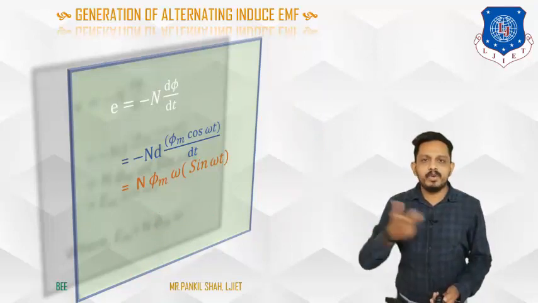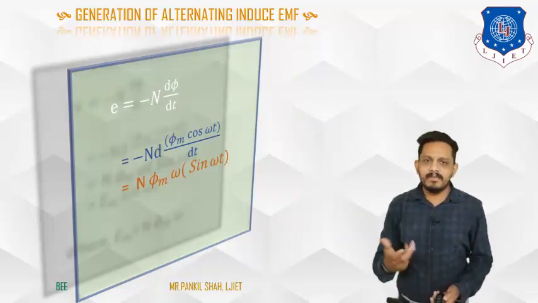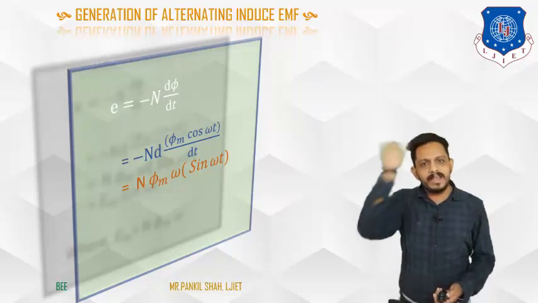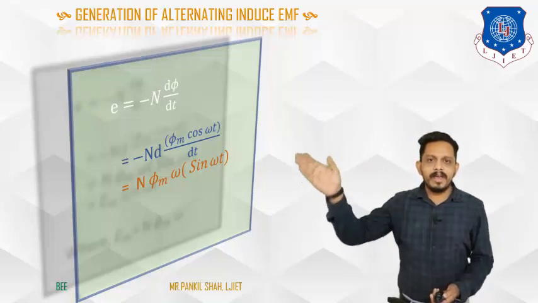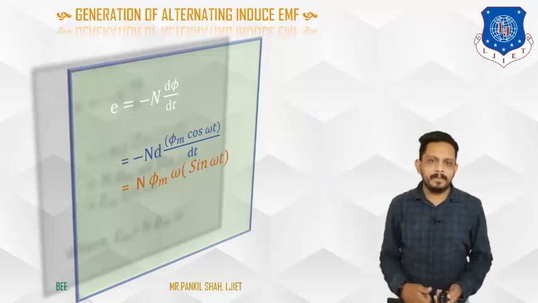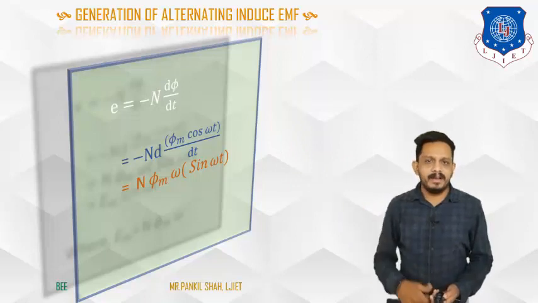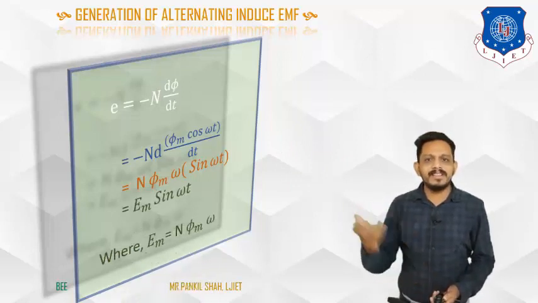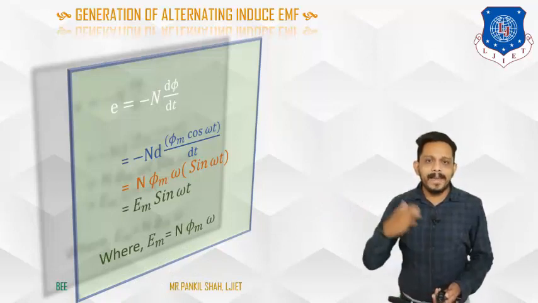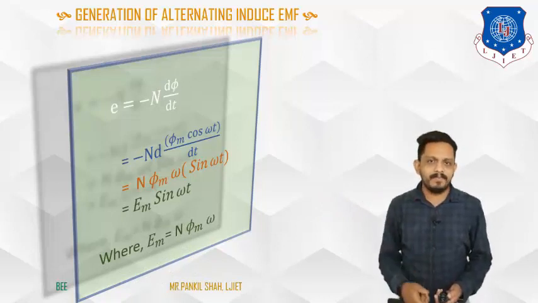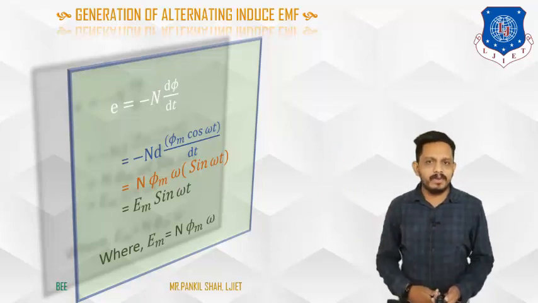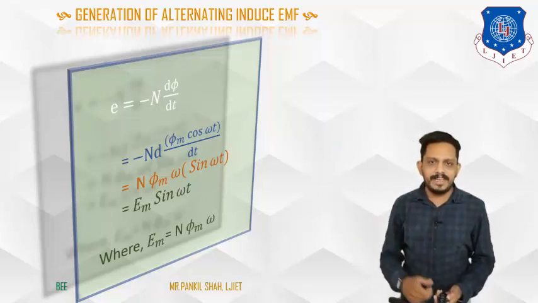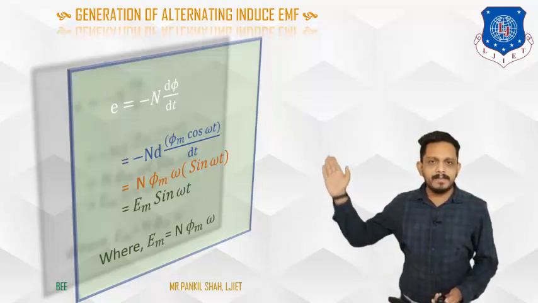So basically there will be two negative signs. The negative and negative sign will become a positive, and if omega is taken outside, the equation will be N phi m omega into sine omega t, where N, phi m and omega are constant terms. Together this constant term is denoted as the maximum value of EMF, Em, because the maximum value will be constant. So if we place Em instead of N, phi m and omega, then we have the equation of the instantaneous value of the EMF as E equals Em sine omega t.